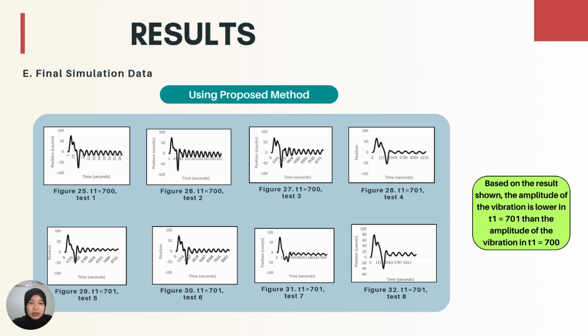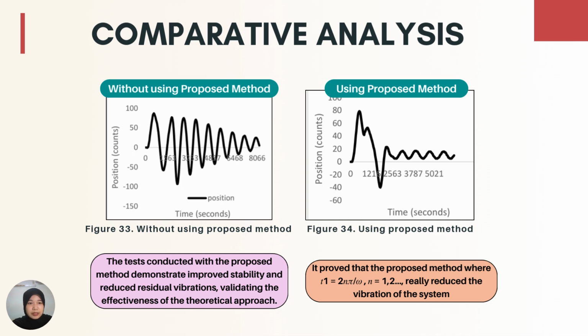This is when we use the proposed method. Based on the results shown, the amplitude of the vibration at T1 equal to 0.701 is lower than the amplitude of the vibrations at T1 equal to 0.700. So, comparative analysis: the tests conducted with the proposed method demonstrate improved stability and reduced residual vibrations, validating the effectiveness of the theoretical approach. It proved that the proposed method, where T1 is equal to 2 pi n over omega, really reduced the vibrations of the system.